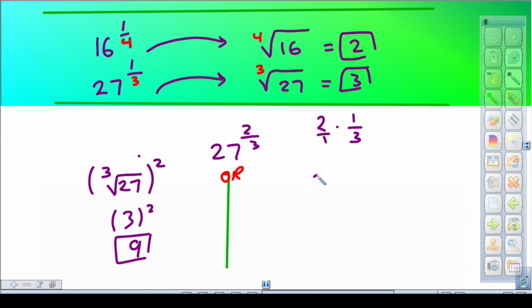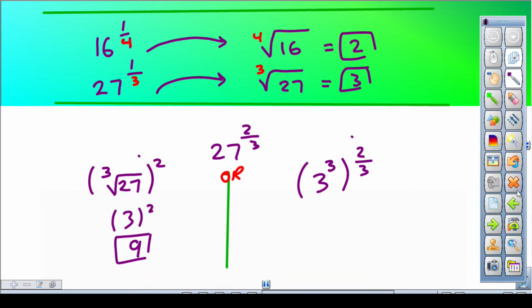It's a 3 raised to the third power. That's what 27 is all about. 3 raised to the third power, okay? Now I have only unfolded 27, so I still have that 2/3 outside waiting for me. What about me? What about me? Okay, take it easy.